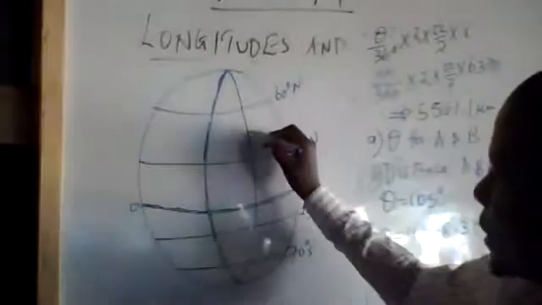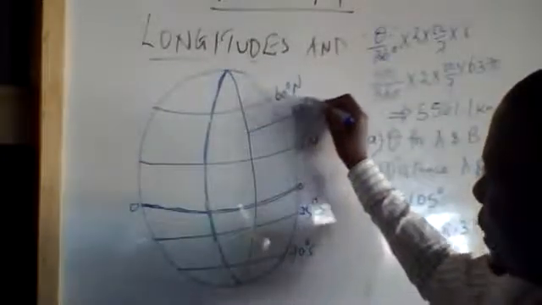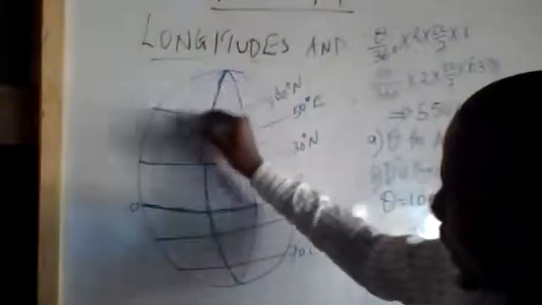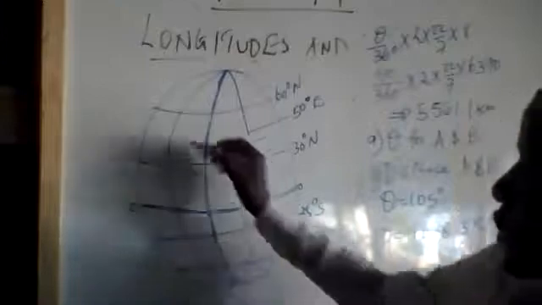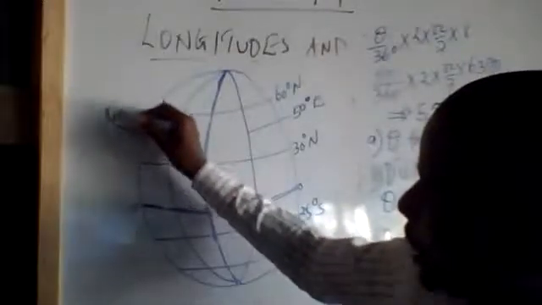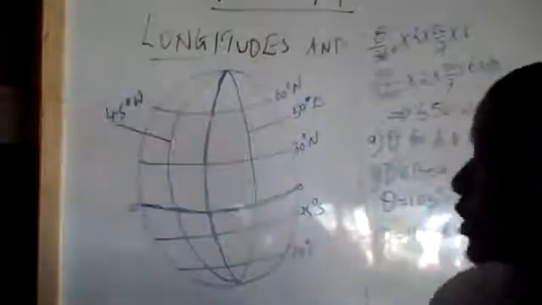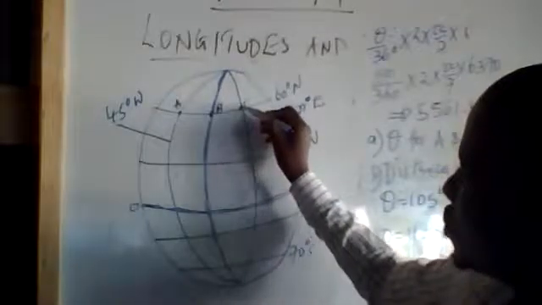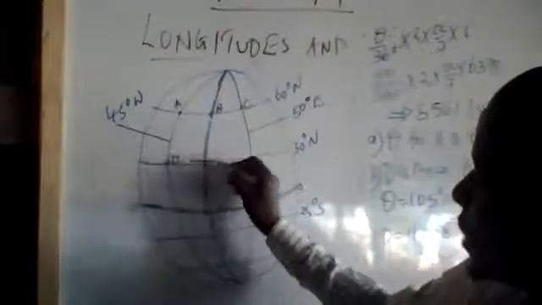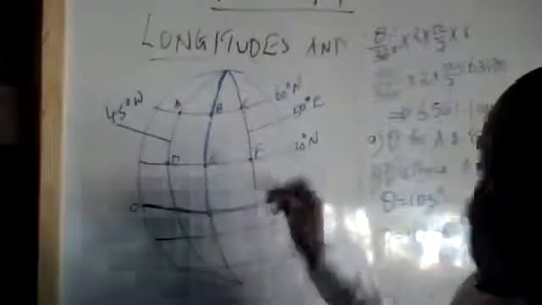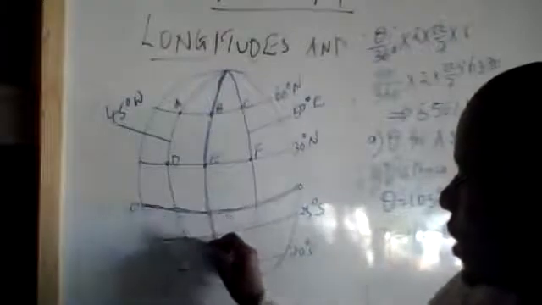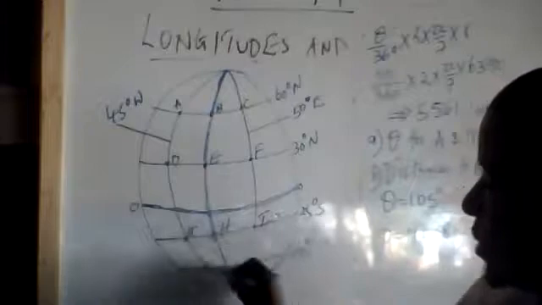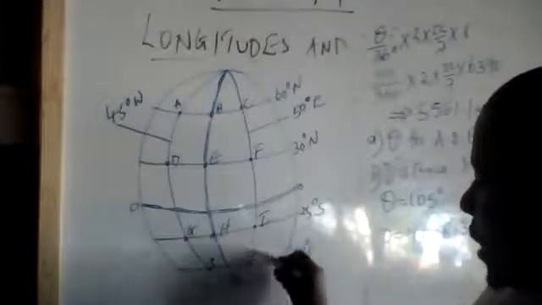Let I call this particular line to be 50 degrees east. I want to draw another line there, which is called 45 degrees west. So I want to call these particular towns A, B, C, D, E, F, G, H, I, J, and then we have K there.